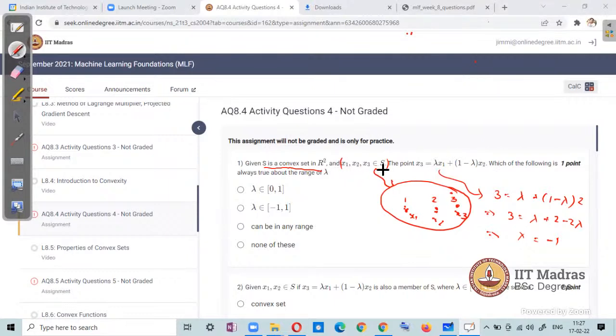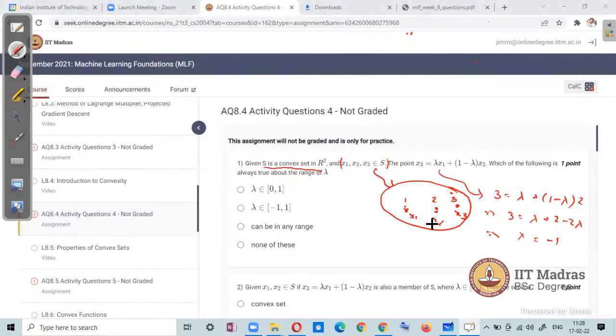Here in the question it is already saying that all these 3 points are in this convex set. The question has already mentioned that S is a convex set and all these 3 points lie inside that convex set. Whenever I put lambda equal to -1, in the diagram you have drawn, x3 is beyond x2. So we are not only in between x1 and x2, we are going beyond x2. So that's why lambda can be anything.